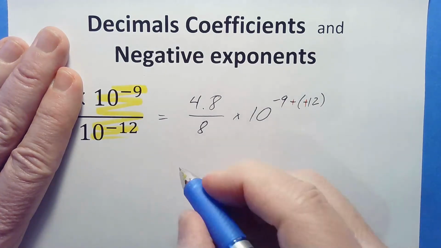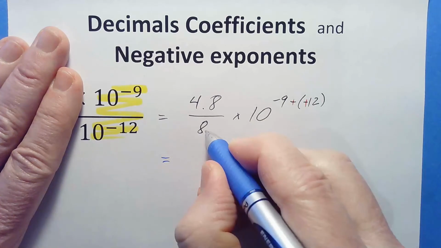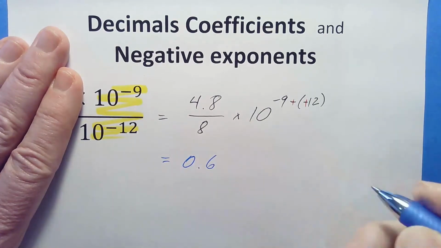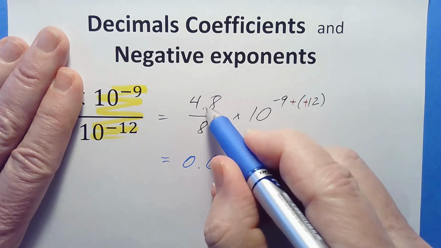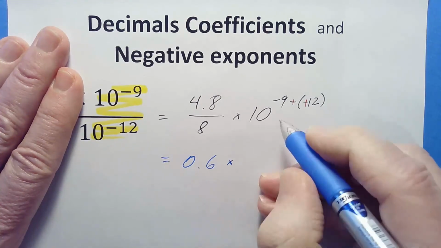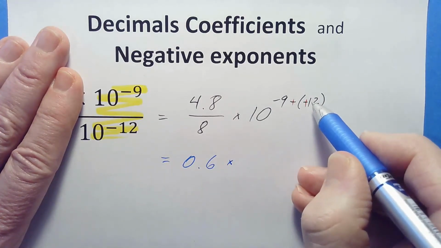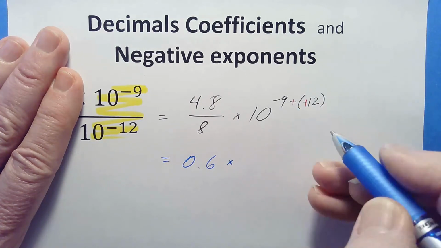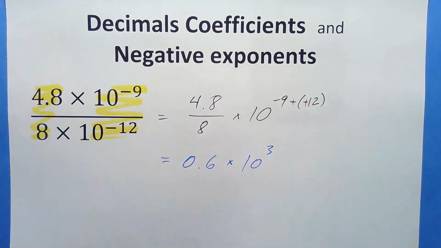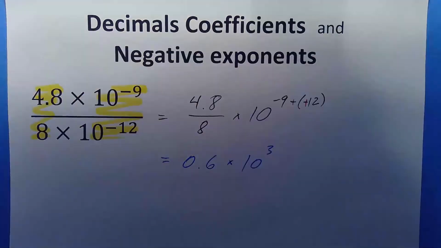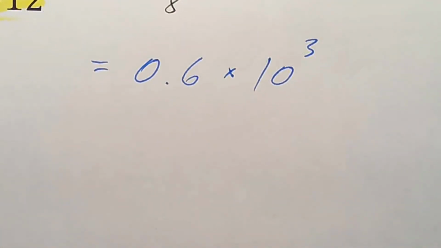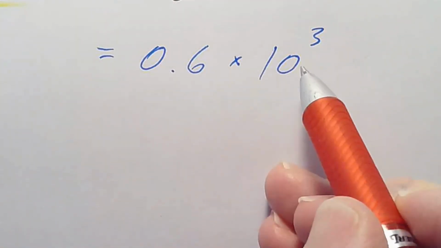So what I end up with here is 4.8 divided by 8. Well, that's 0.6. Think about it this way: 8 goes into 48 6 times, but since it's 4.8, it's 0.6. Now, this is negative 9 plus 12. Well, that's like saying 12 minus 9, isn't it? So I've got 10 to the third. Okay, but that's not a good place to stop. I've got 0.6 times 10 to the third.